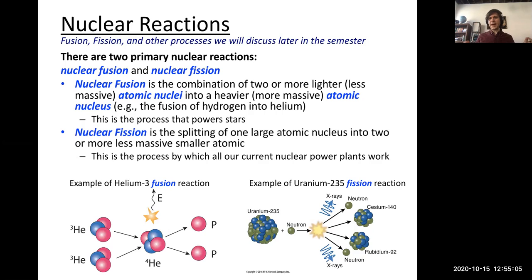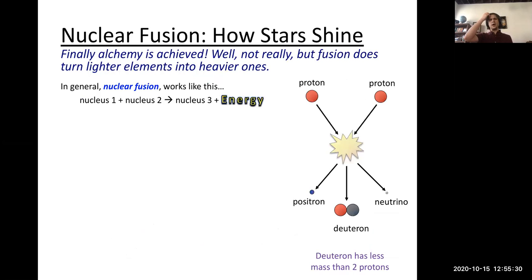This is what powers all of the current nuclear power plants on Earth. They're all fission reactors. And what you're doing is you're taking a heavy atomic nucleus and splitting it into lighter atomic nuclei and getting energy out. So both fusion and fission can release energy. Fusion is the one that powers the stars. So let's take a look at nuclear fusion, since that's what we're going to be talking about when we're talking about what is making the stars shine, what powers the stars.